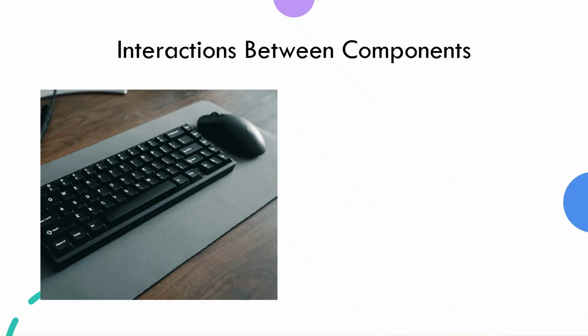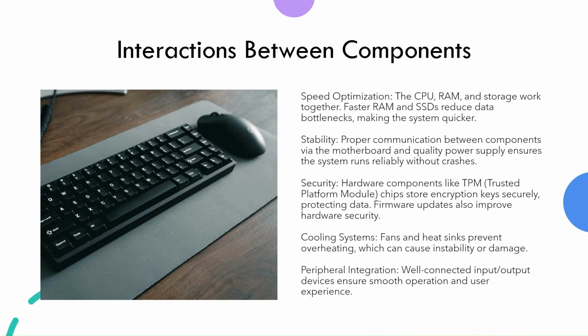Interactions between components. Speed gets better with faster RAM and SSDs, making your computer run faster. Stability depends on good communication between parts and a good power supply to prevent crashes. Security is protected by special chips that keep data safe, and updates help improve security. Fans and heat sinks keep the computer from overheating and breaking. Properly connected devices like keyboard, mouse, and monitor help everything work smoothly.